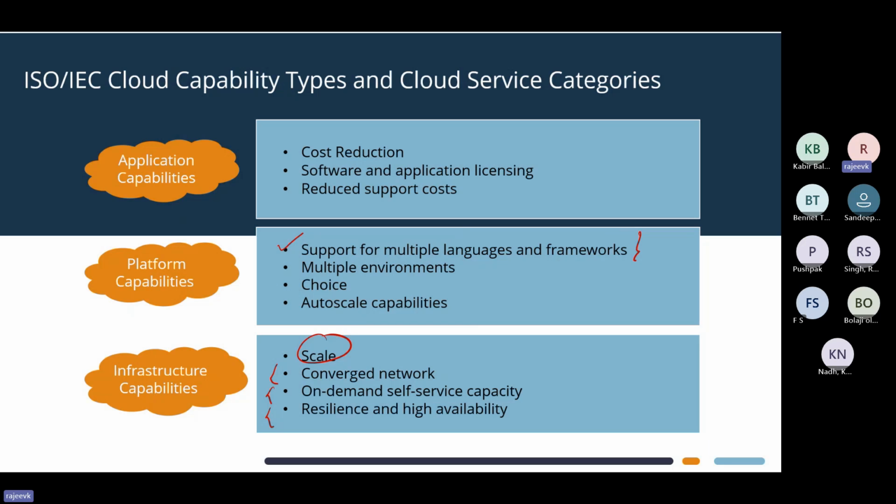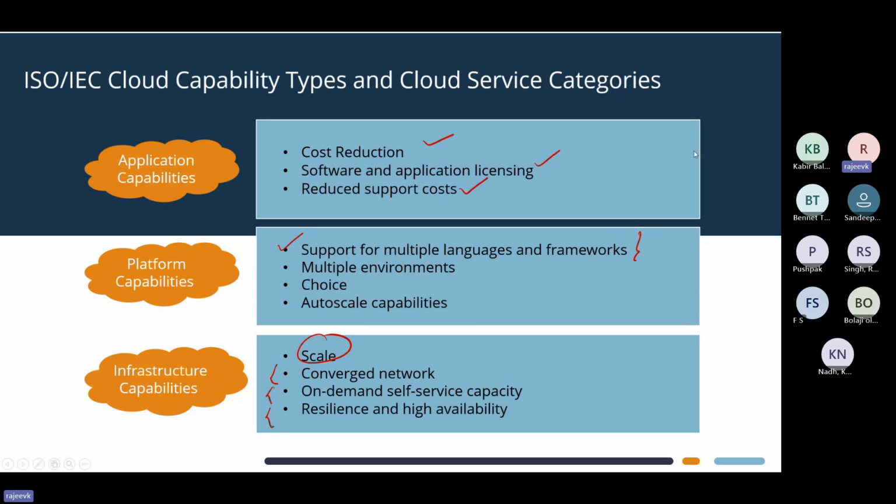Multiple environment choices are given. Automatic scaling capabilities are given. And in the case of application, there is cost reduction, software and application licensing mostly managed by the provider, and definitely reduced support cost as well. So this is how we can move on and manage the same thing.